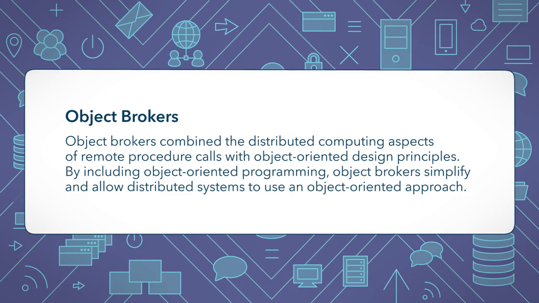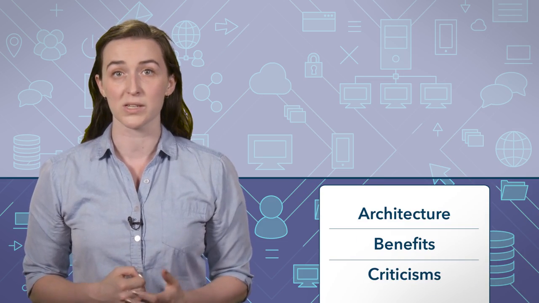Instead of being relegated to be a legacy system, they have been used as the basis for a middleware architecture based on object brokers. Object brokers combined the distributed computing aspects of remote procedure calls with object-oriented design principles. By including object-oriented programming, object brokers simplify and allow distributed systems to use an object-oriented approach. In this lesson, we will look at the architecture, benefits, and criticisms of object brokers. But first, let's take a brief look at the history of object brokers.